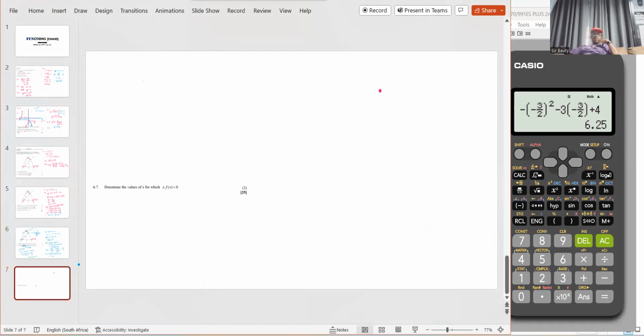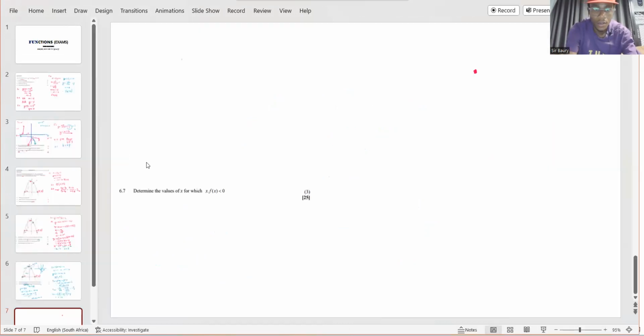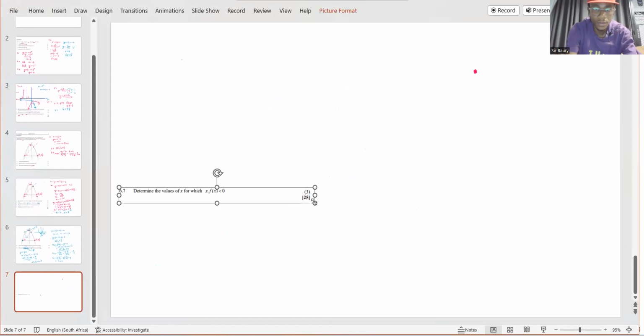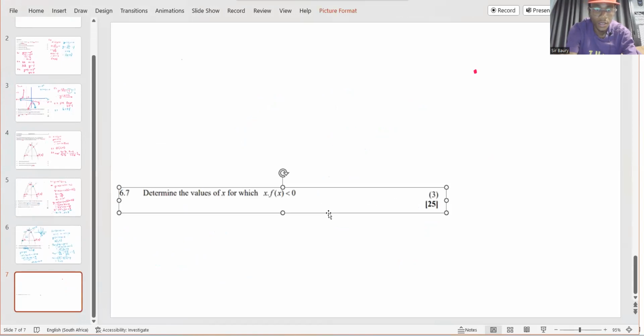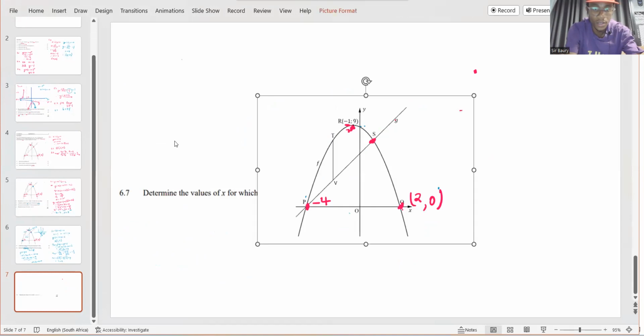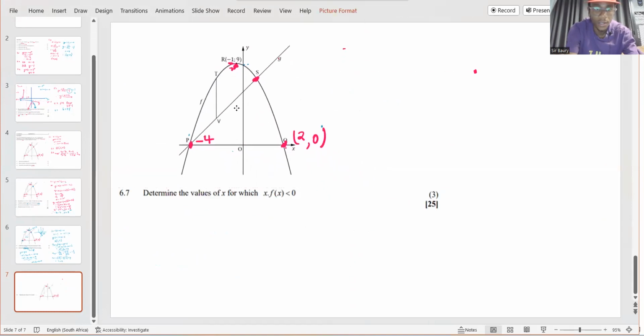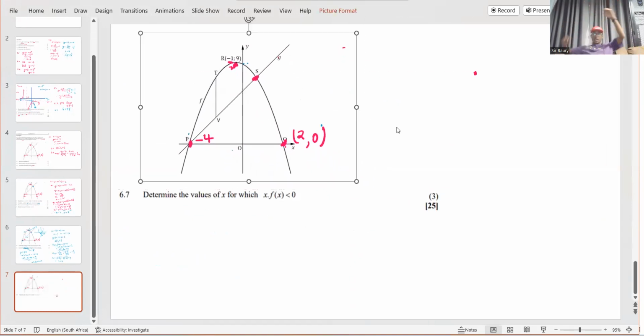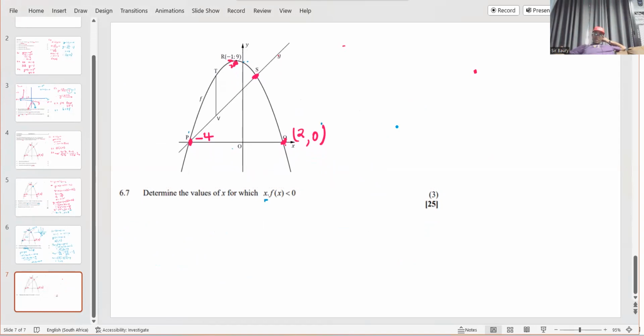Then getting to the last question. The last question is a bit unfair. Okay, let me just zoom in. Okay, the last question is based on interpretation. Okay, now I'm going to show you something. They say determine the values of x for which x multiplied by f of x is less than 0. What do they mean here?